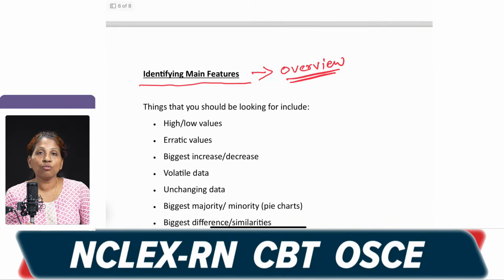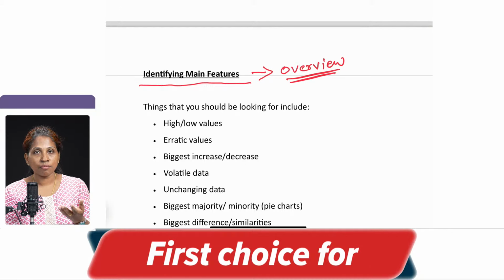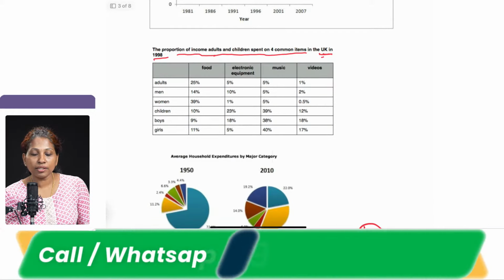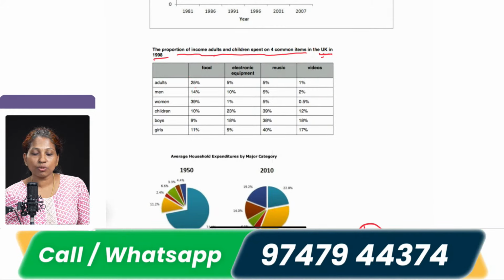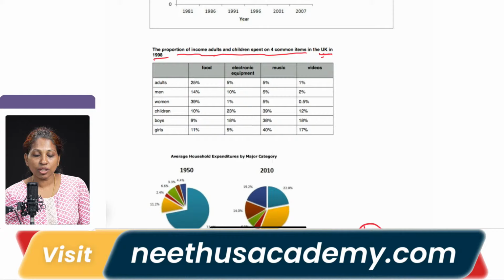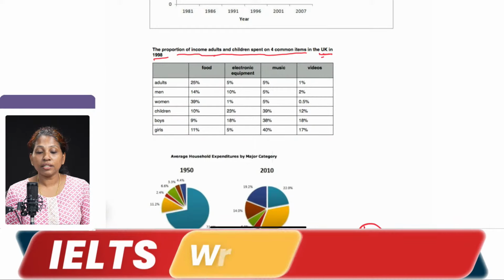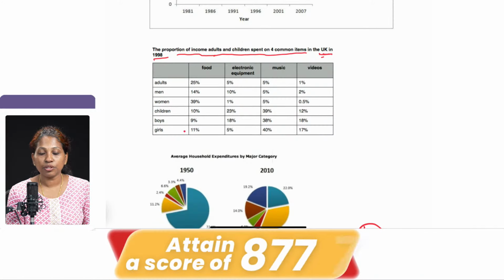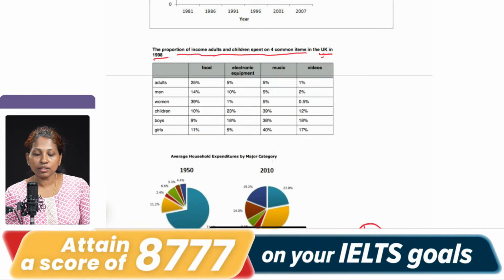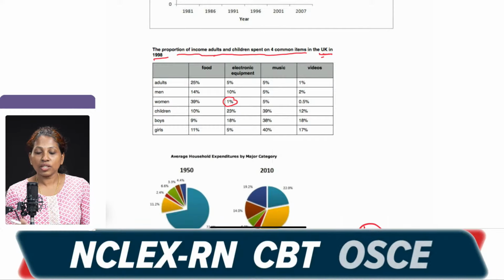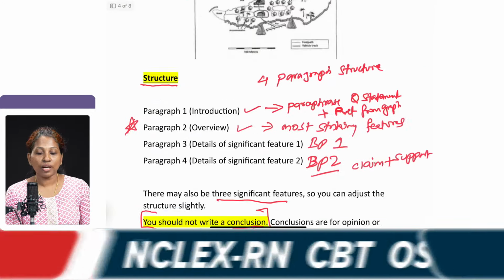Look for high and low values: the highest number and the lowest number. Like when you compare this table which I have given you here. I told you adults give 25% of their income for food. Out of this list, after 25, the highest is actually women. Women spend 39% of their income on food. The lowest, if you can see, is 9% by the boys. Similarly, 1% on electronic equipment for women is the lowest number. So you have to look for such numbers, the high and the low values.